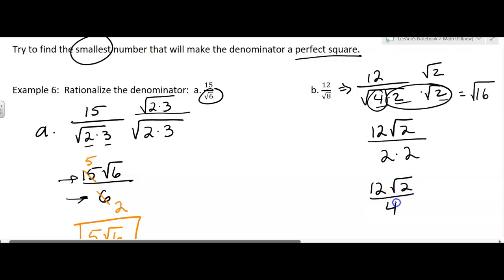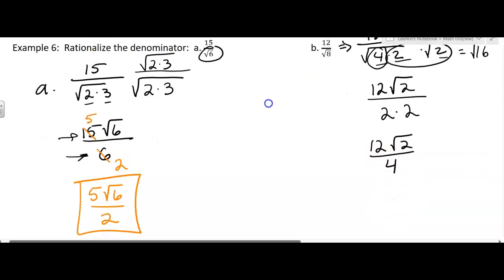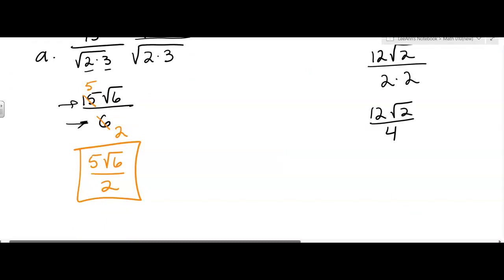So many ways you could do it. I'm not sure which way works best for you. That's why you have to practice with the homework. You have to find what works best for you. Okay, now 4 goes into 12 3 times. So my answer is going to be 3 times the square root of 2. Sometimes you can cancel, sometimes you can't. Both these cases we could, but you can't always.